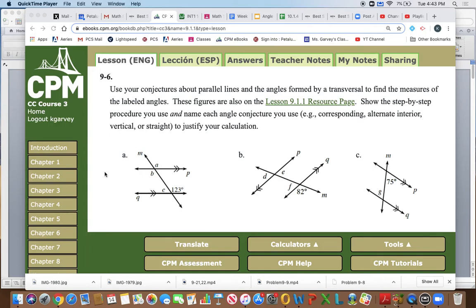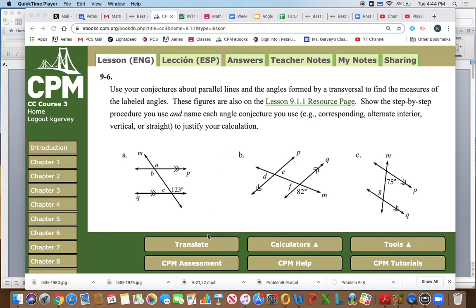In this last problem of 9.1.1, which is 9-6, you're going to use what you know about angles formed by parallel lines and cut by a transversal to figure out what the measure of these labeled angles are. You're going to do it in a step-by-step method, and you will name each angle conjecture that you use to justify your calculations. So the possibilities are corresponding angles, alternate interior angles, vertical or straight angles.